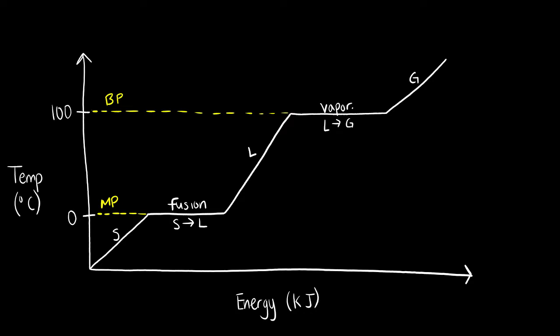Melting and freezing are just opposite processes, so you guys know that water melts at 0 degrees and it freezes at 0 degrees. It depends on the direction. Because this is a heating curve, we're moving from left to right, so we're talking about melting and boiling as more energy is added endothermically.